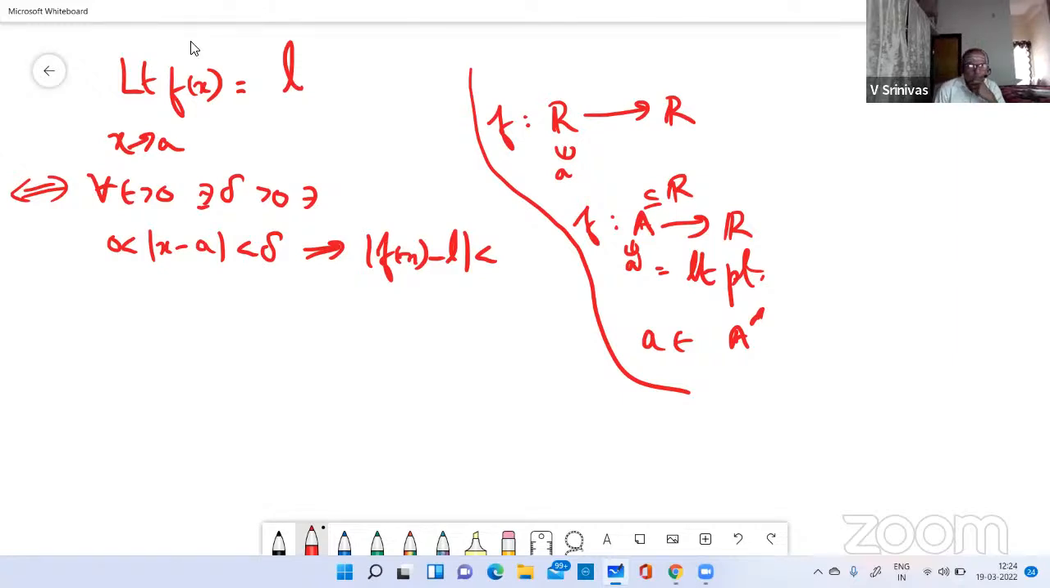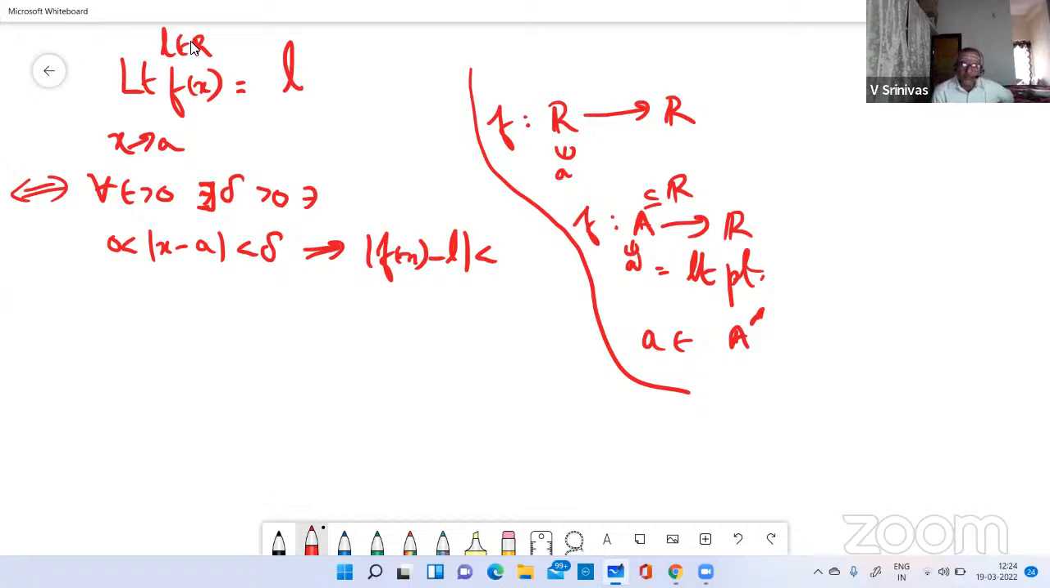Okay. When do you say limit f of x as x goes to a is a real number L? For me, L is a real constant. When do you say this limit of this function is L? When this statement is true, that is, for every epsilon positive, there exists a delta positive such that 0 less than modulus of x minus a is less than delta implies modulus of f of x minus L is less than what comes here?